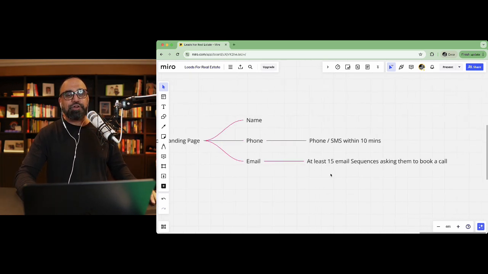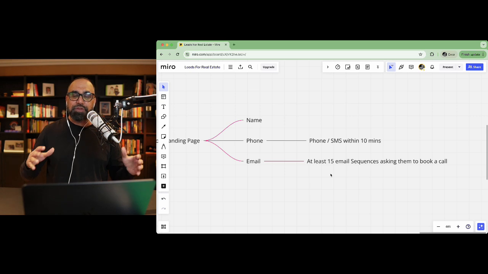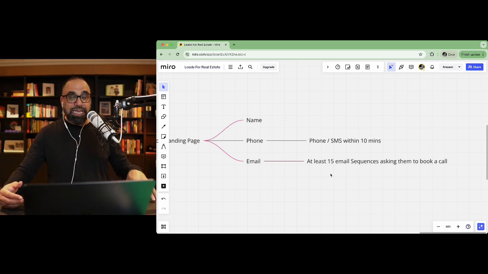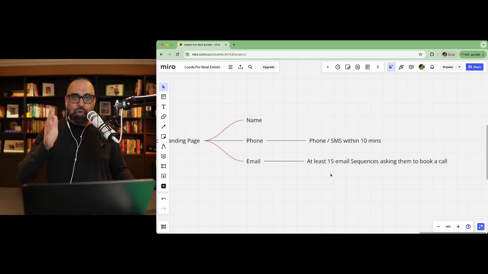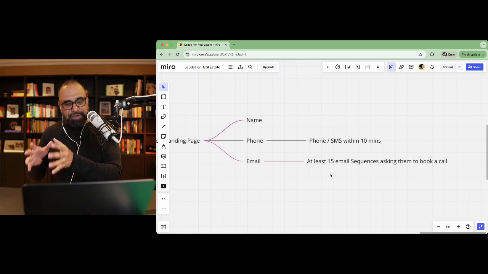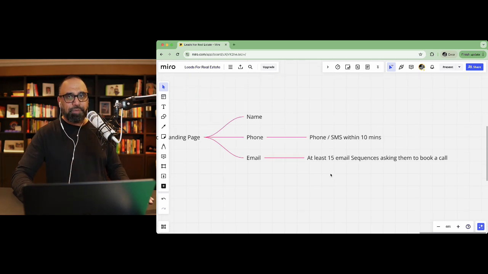And then after that, you must have an email sequence, a 15 to 20 day or 30 day automated email sequence with one CTA. CTA is call to action. Call to action is all about telling them to book a call with you. That's what you want to do, right? So that's the very minimum requirement. Do step number one.